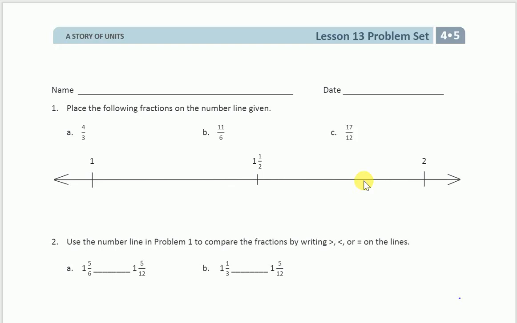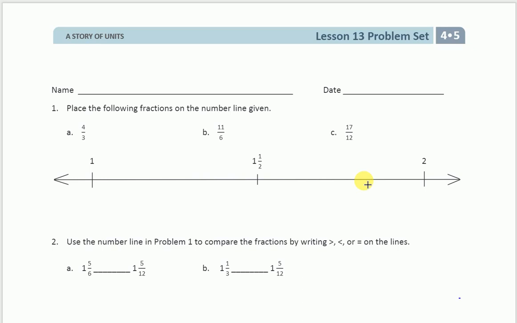Okie dokie, let's get started with Module 5, Lesson 13 problem set. In this problem set, we are continuing what we started in Lesson 12, and that is comparing two fractions using the number line. The only difference between this lesson and yesterday's lesson is all the fractions yesterday were between 0 and 1 whole. In this lesson, we now are looking at numbers from 1 whole to 2 wholes. Okay, well, what does that mean? Well, let's look at the first one and see if we can figure out what's going on here.